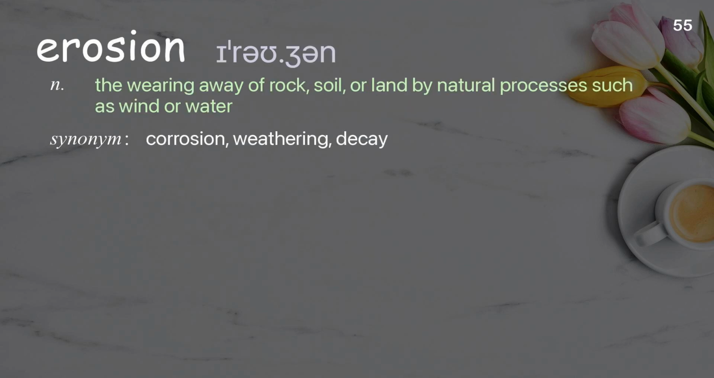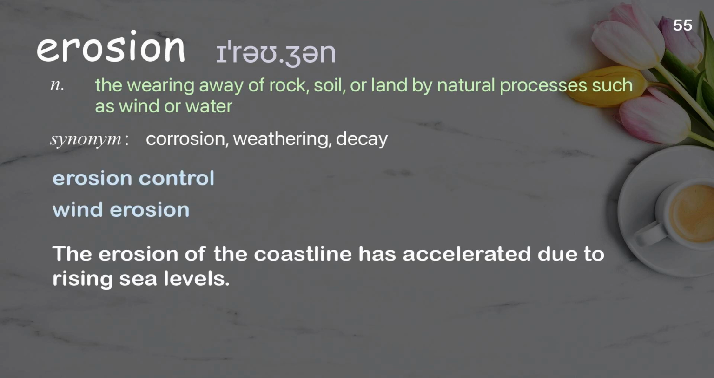Erosion. The wearing away of rock, soil, or land by natural processes such as wind or water. Examples: erosion control. Wind erosion. The erosion of the coastline has accelerated due to rising sea levels.